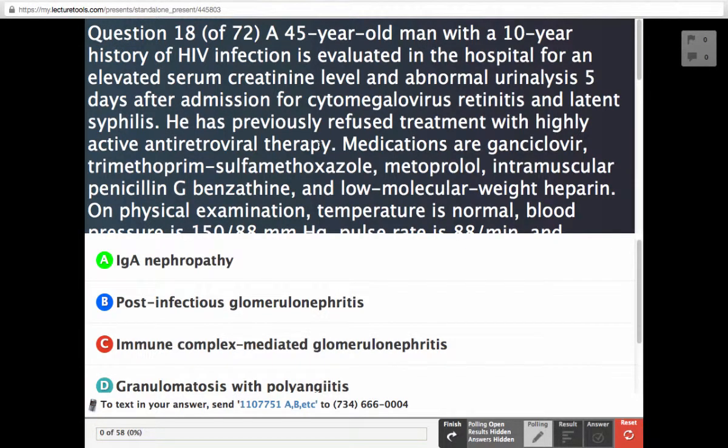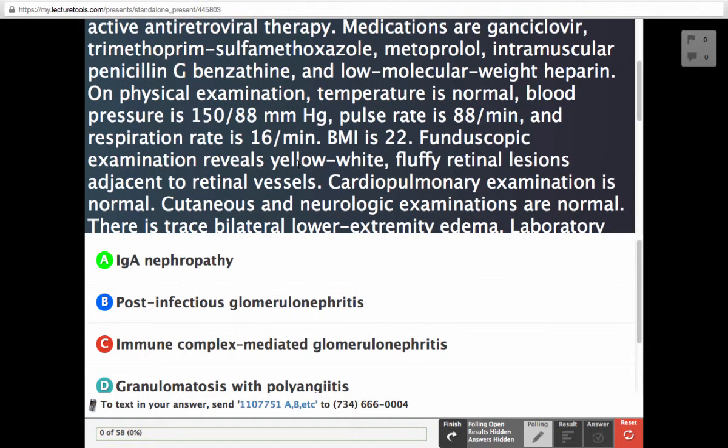Second question. We're talking about a patient being evaluated in the hospital for elevated serum creatinine and abnormal urinalysis 5 days after admission for CMV retinitis and latent syphilis. He has previously refused treatment with highly active antiretroviral therapy. The medications are ganciclovir, trimethoprim-sulfamethoxazole, metoprolol, intramuscular penicillin, and low molecular weight heparin.